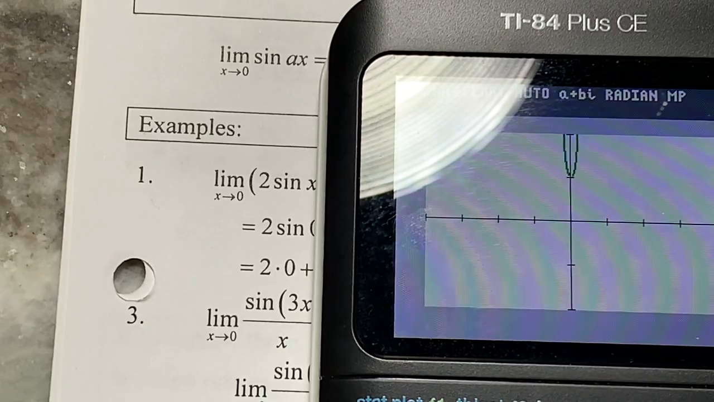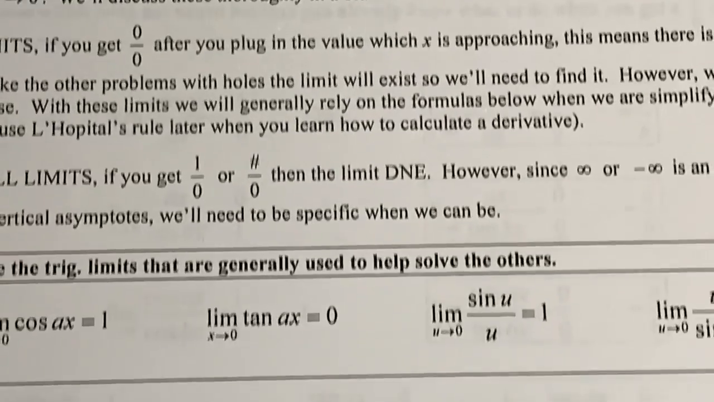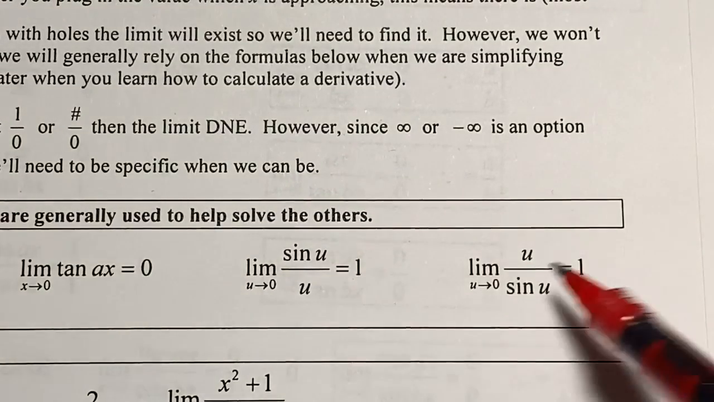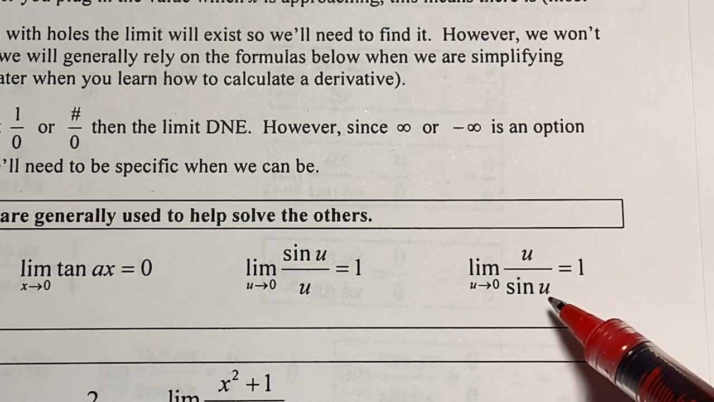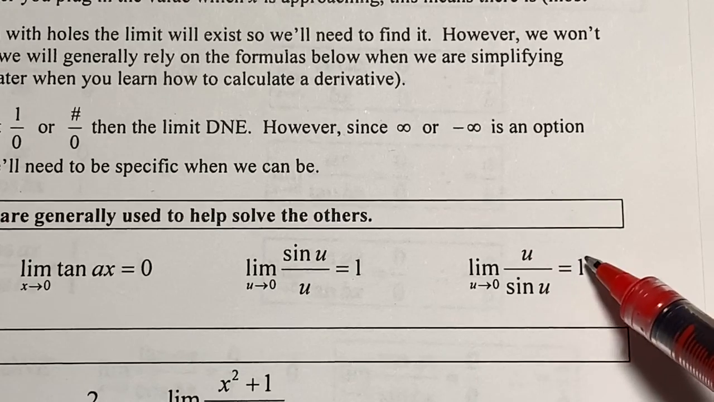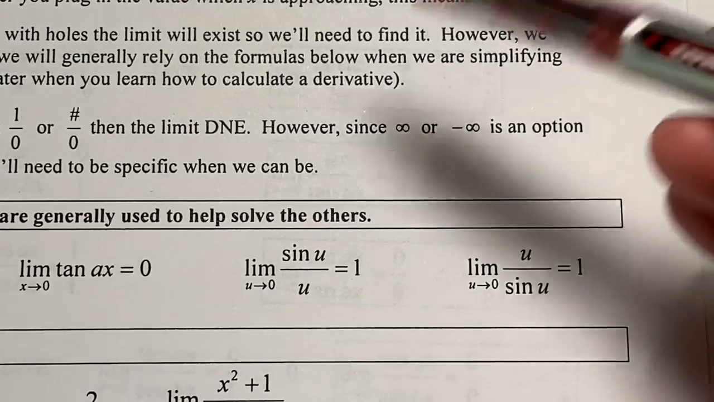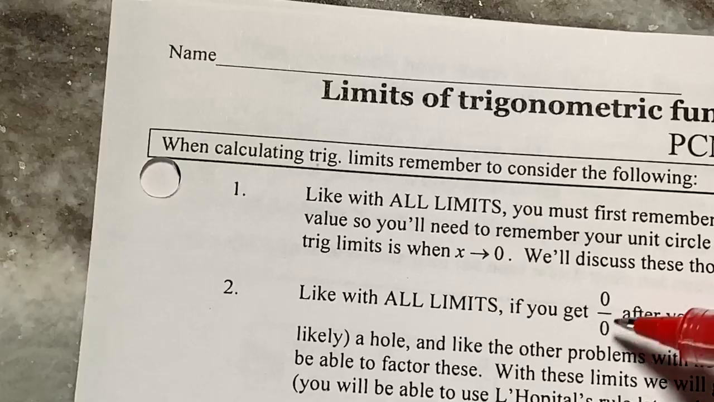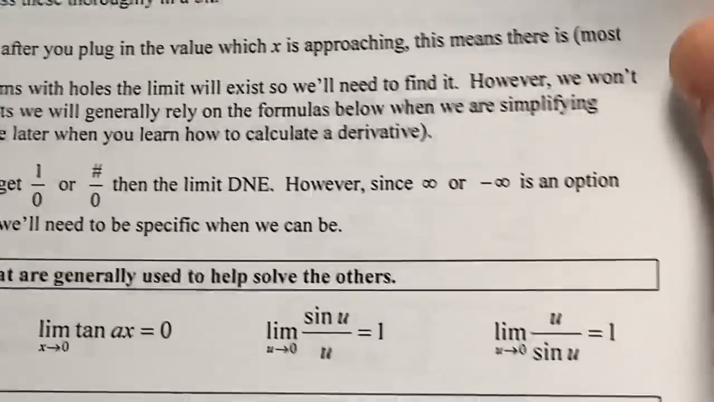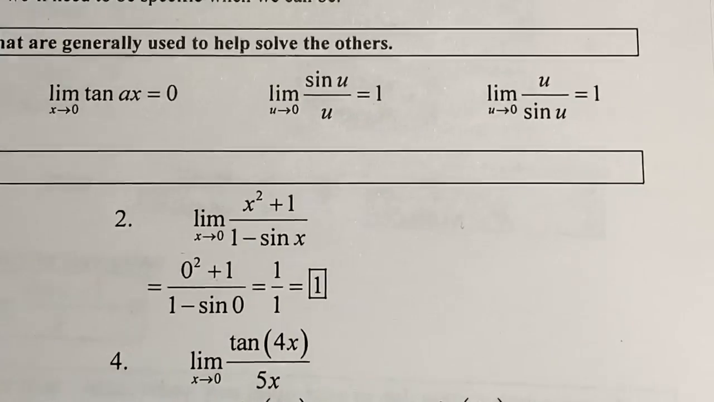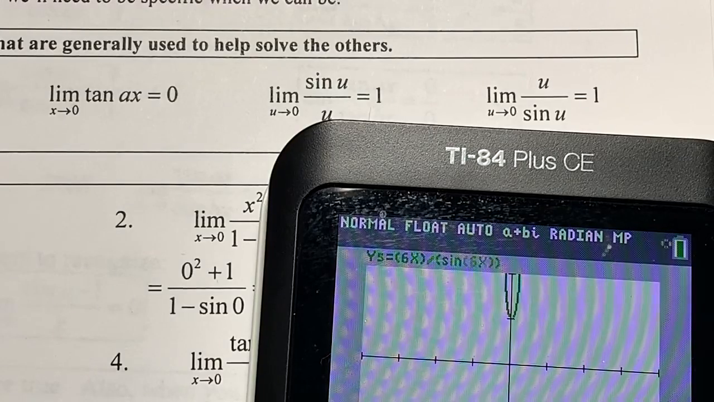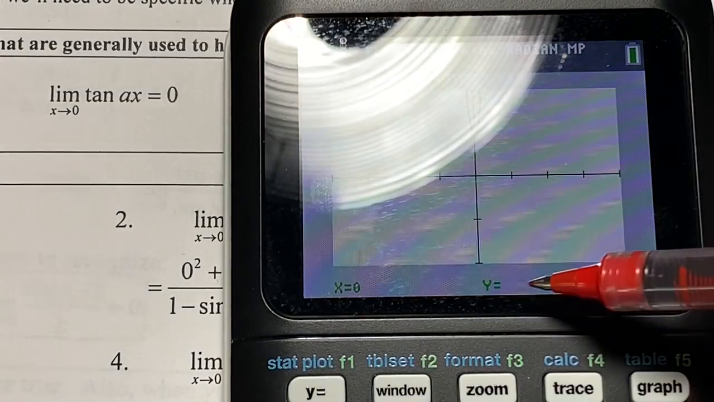Look, if I plug a 0 into this function, I get 0 over sine of 0. Well, sine of 0 is also 0. So 0 over 0 is not 1, right? 0 over 0 is undefined. There's a hole there. But when I have holes, I have limits. So I have learned, because of the graph of this right here, that it looks like this. And look, even if I go trace and enter a 0, look what you get right there. You get nothing.